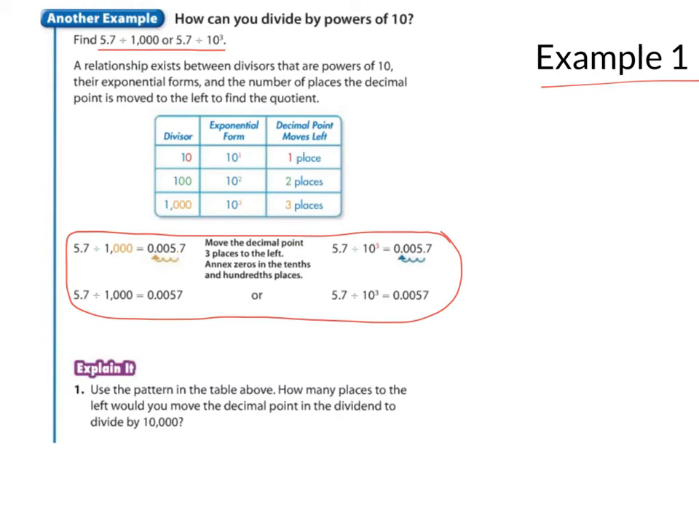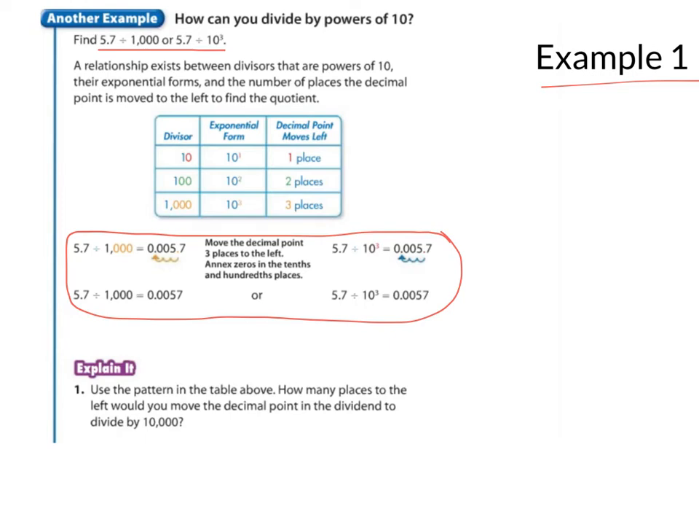Let's read this. Find 5 7/10 divided by 1,000, or let's say it a different way, 5 7/10 divided by 10 to the third power. I wonder if you remember what third power is for short. Please tell the person next to you if you know. And that is 10 cubed.